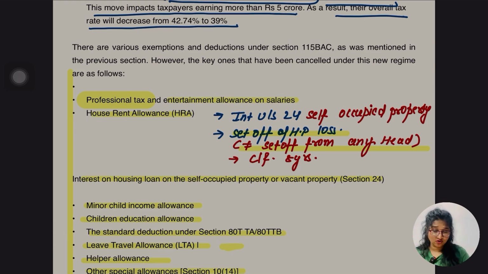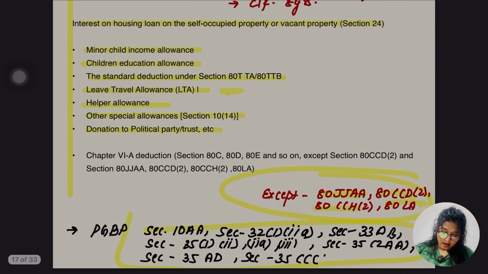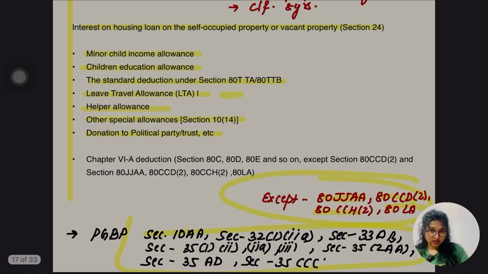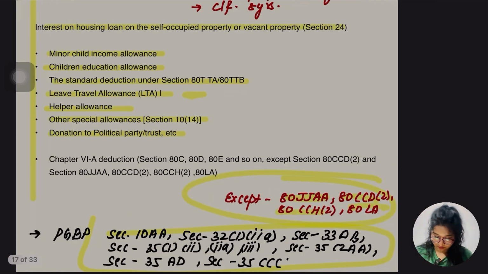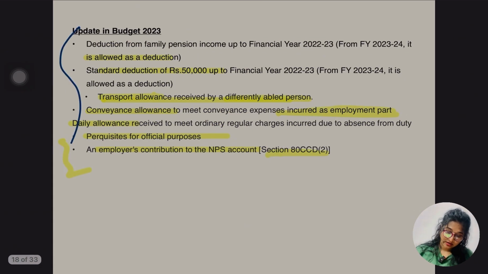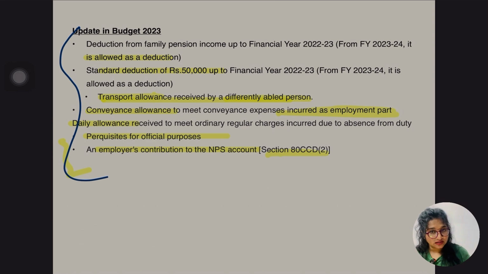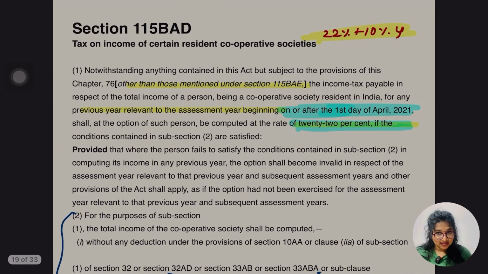In the new tax regime we cannot take it. But apart from 80JJAA, 80CCD subsection 2, 80CCH subsection 2 and 80LA, we can go for these. And of the deductions, standard deduction of 50,000 is allowable, transport allowance for the disabled, daily allowance, conveyance allowance, and family pension also.